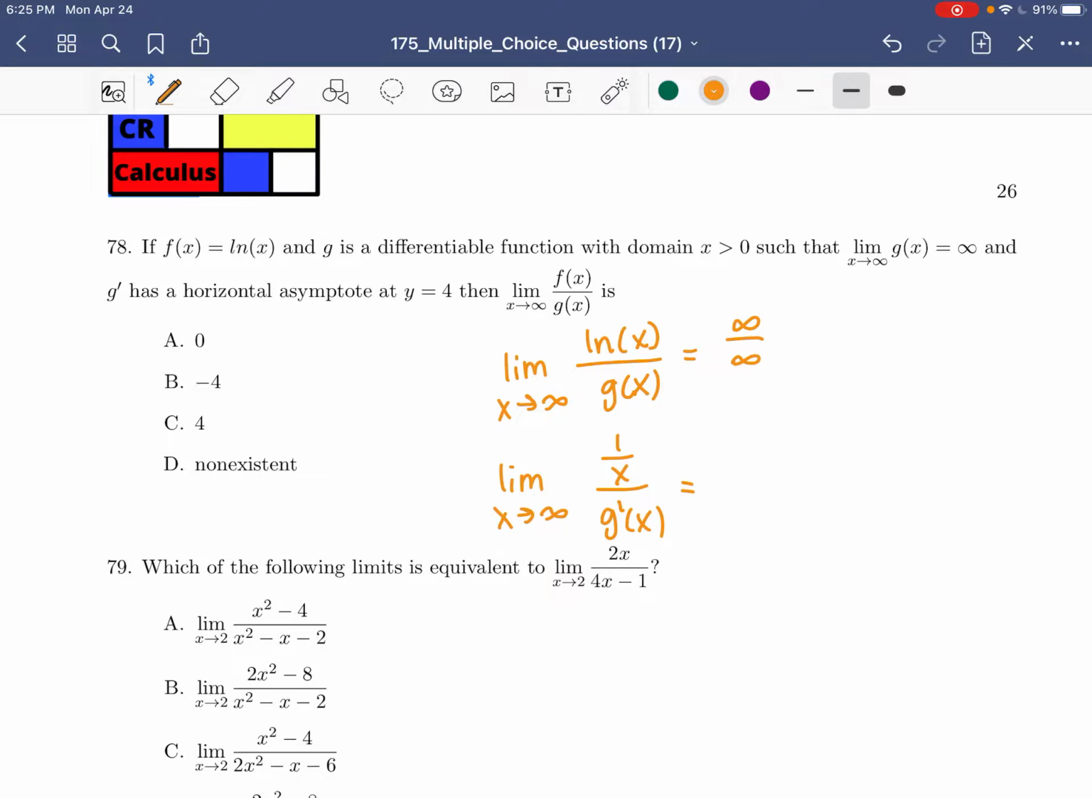And then when I plug it in, so I have 1 over x on top, so we know that we're replacing that with infinity over g prime of x. So as this goes to infinity, it's going to end up with 0 over, they tell us g prime has a horizontal asymptote at y equals 4. So as x approaches infinity, g prime is going to approach 4. But not that that matters, the top is 0, so our answer is 0.